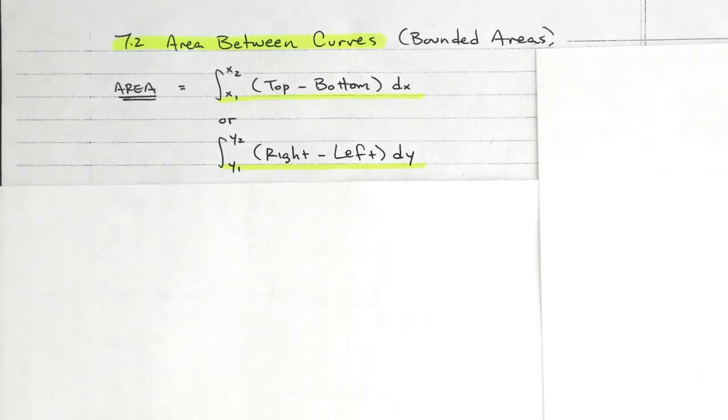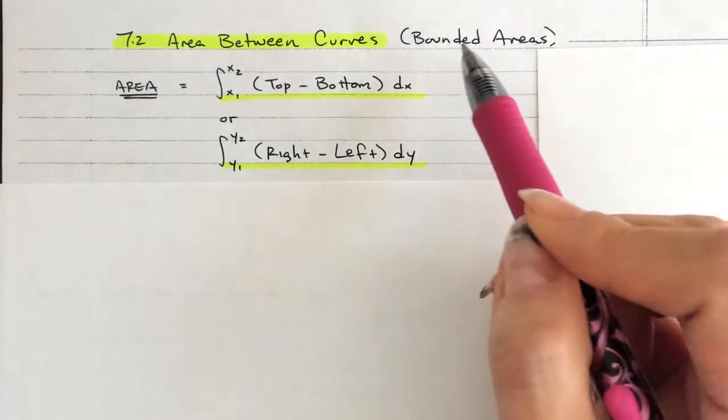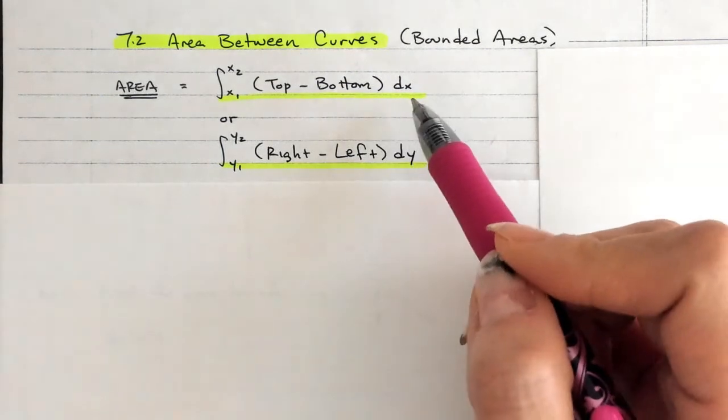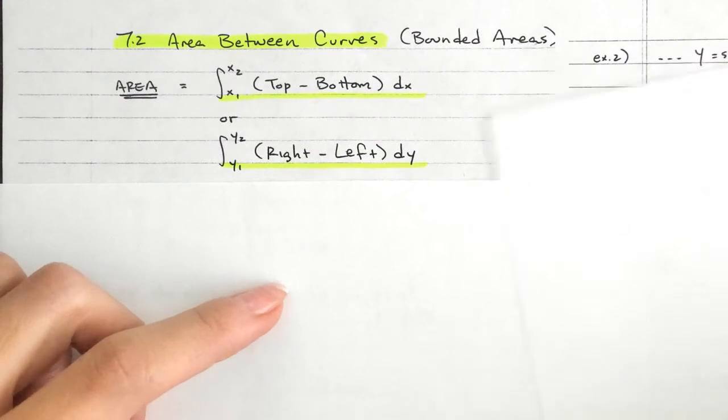Hey guys, so 7.2, areas between curves. What we're looking for here is bounded areas. So the thing is, and I mentioned it before, we've already been doing this. Actually, we just haven't realized we've been doing it.